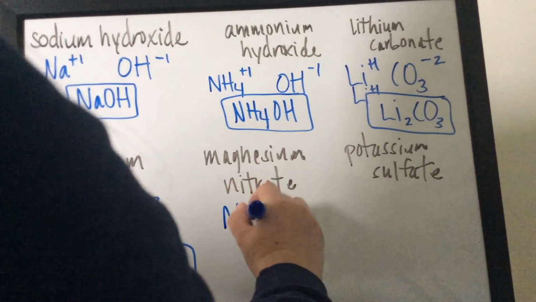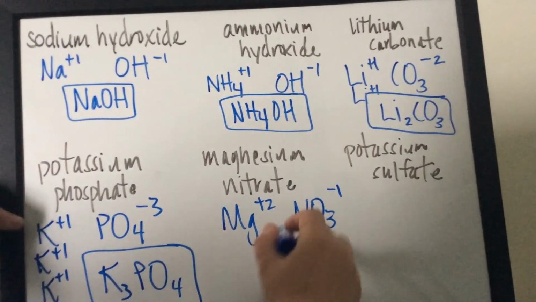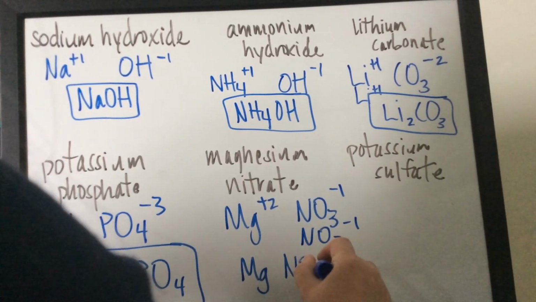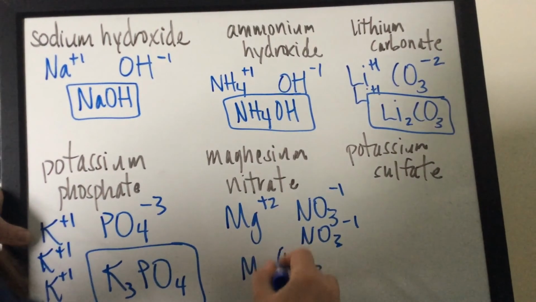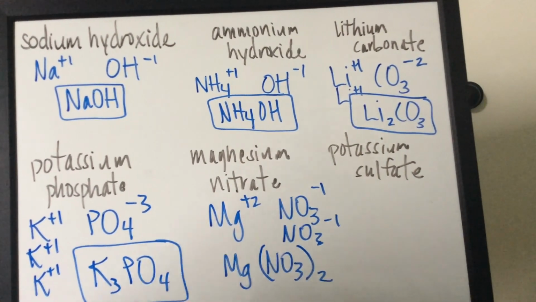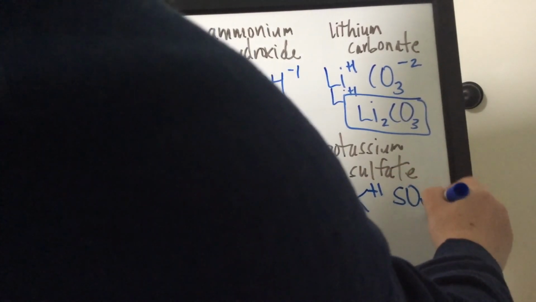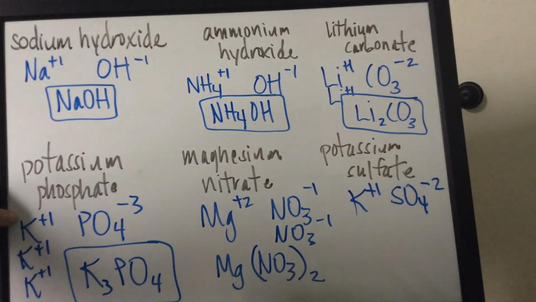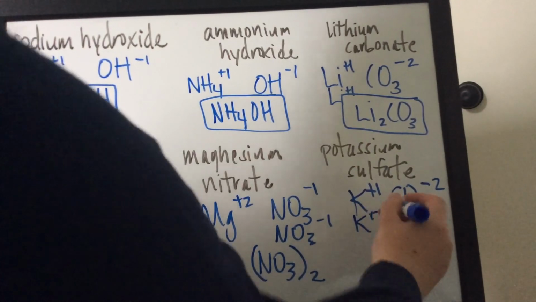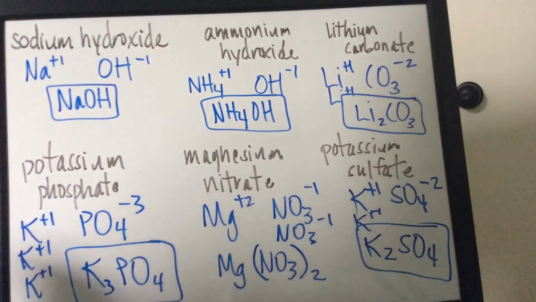Magnesium nitrate, Mg +2. Nitrate is NO3 -1. I need one more nitrate. I have 1 Mg. I have 2 nitrates, right? But the way you're going to show that is put this in parentheses and put a 2. That's the tricky one. And then last, potassium sulfate. Potassium is K +1. Sulfate is SO4 -2 from your sheet, right? Not sulfide, that's sulfur. Sulfate. I need an extra K. K2SO4. And there it is.